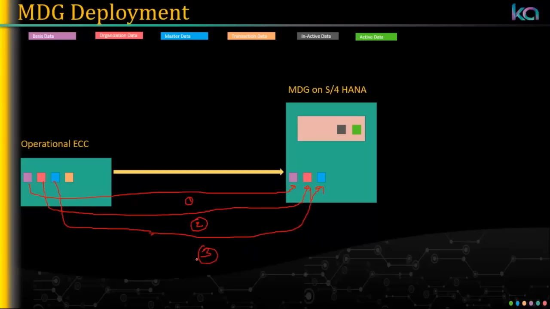Now user IDs can be created manually in the S4HANA system, and this customizing data can be moved via transports or via BC sets or via Solution Manager ChaRM tool, or there are some synchronization cockpits from Basis. They will move this data from one system to another system, and the master data of operational ECC can be moved to MDG on S4HANA again by various tools.